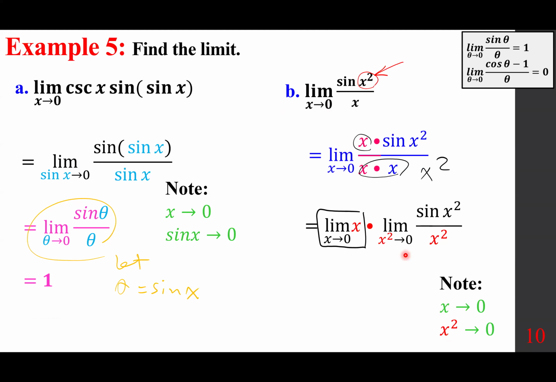So now all those three are identical. So this is, according to that, equal to 1. And you can let theta represent x squared. And of course, the limit of x as x approaches 0 is 0. 0 times 1 becomes 0. It's pretty straightforward, everybody.